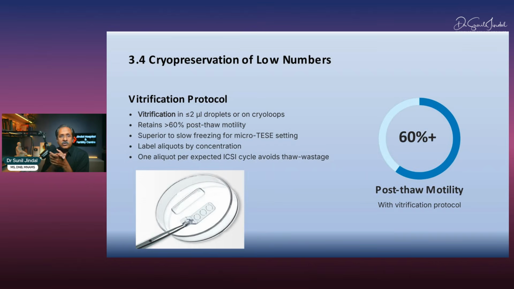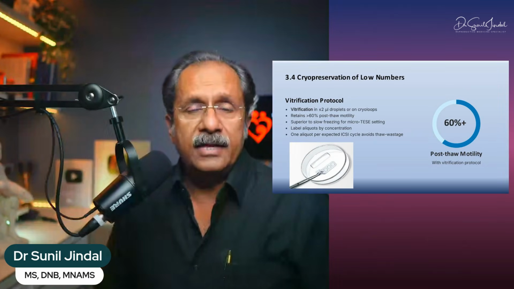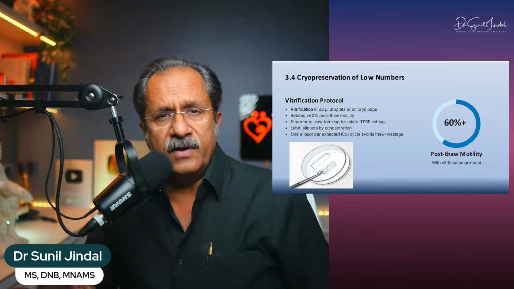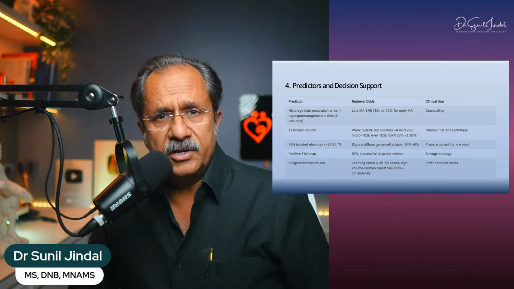Now, in case you get sperms which are less, cryopreservation of these special sperms is important. So you could do normal cryopreservation, or you could do a vitrification. And in vitrification, in these samples, you can get up to 60% post-thaw motility. So therefore, you can vitrify them in small aliquots. And this is something which has been very helpful to us, vitrification.